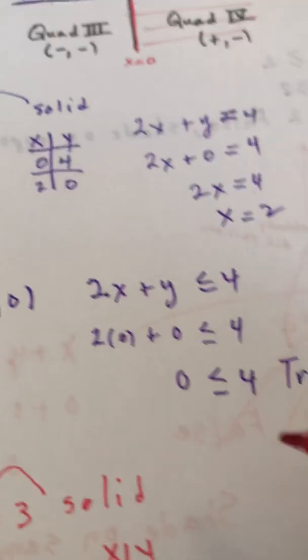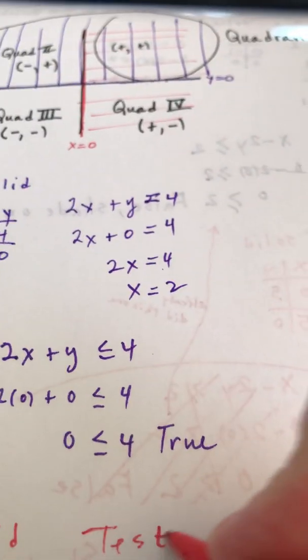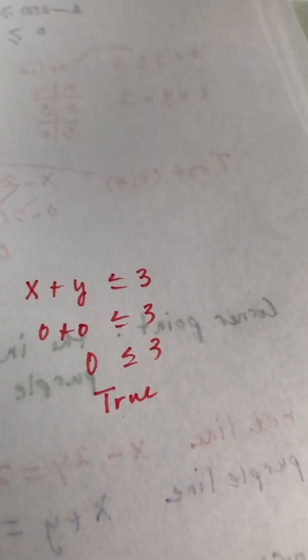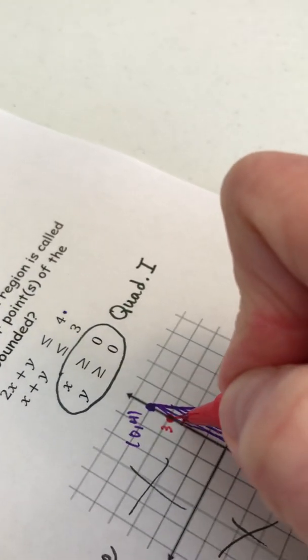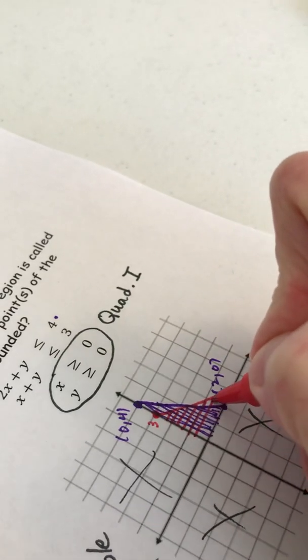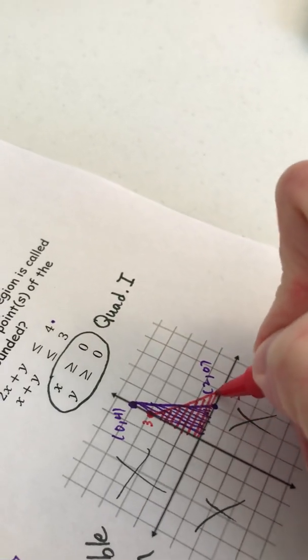I still have to test. I'm going to test 0, 0 in my inequality. This is true, so it gets shaded on the side of 0, 0. So I'm going to shade on the side of 0, 0, and I'm going to turn my sheet right here. And I'm going to draw, kind of like this. Just go all the way up to the red line. Try to ignore the purple if you can. And there we have it.